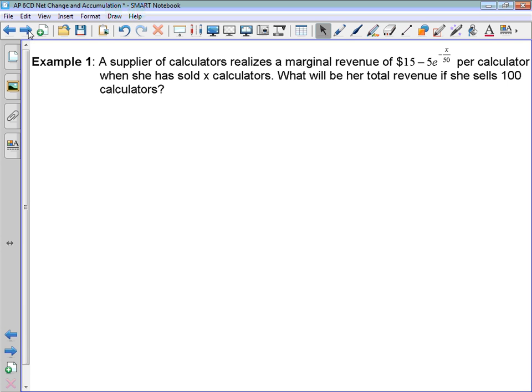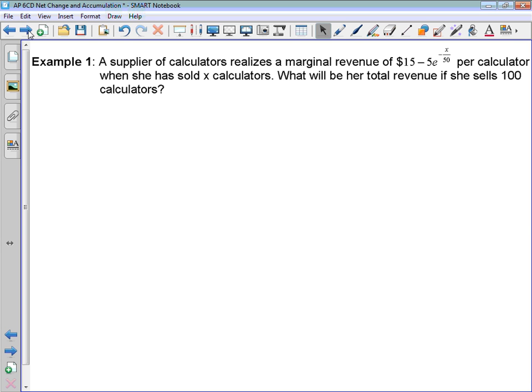So these kinds of examples, well, we can just take a look at them. They involve situations involving various things that have different sorts of rates rather than just position, velocity, and acceleration. So the first one here: a supplier of calculators has a marginal revenue of 15 minus 5e to the negative x over 50 per calculator when she has sold x calculators. What will be her total revenue if she sells 100 calculators?